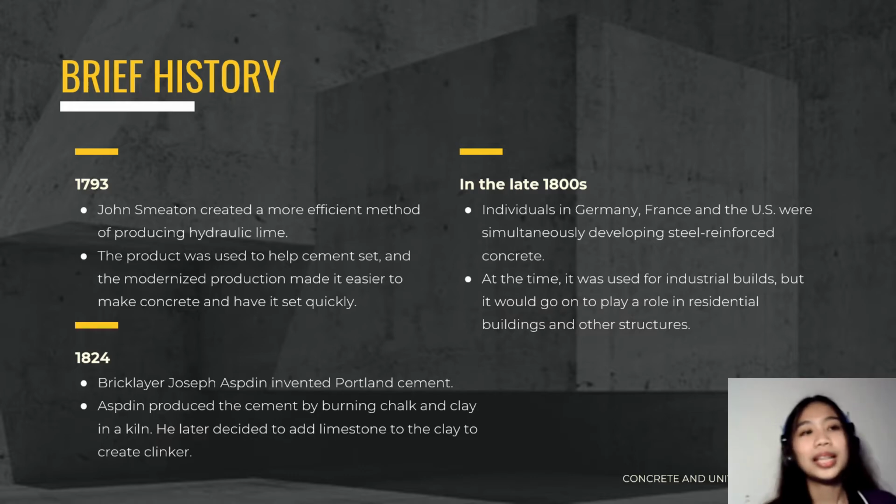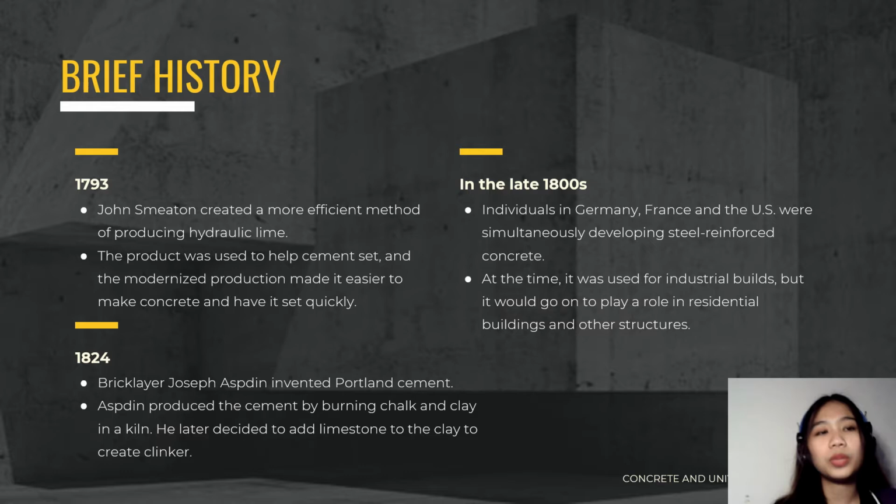In the late 1800s, individuals in Germany, France, and the US were simultaneously developing steel-reinforced concrete. This steel-reinforced concrete was used only for industrial builds and not yet for residential buildings.